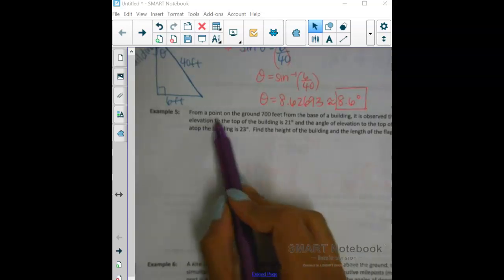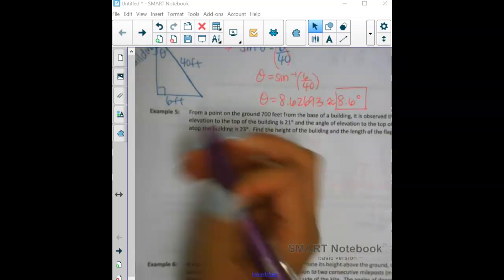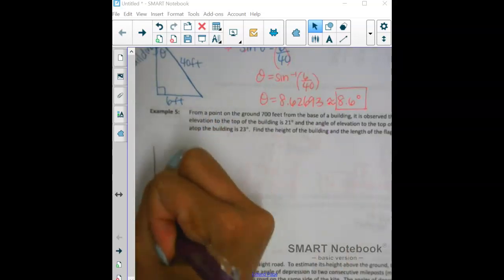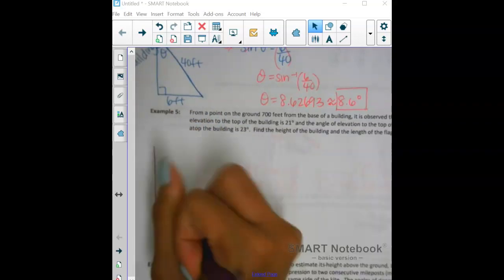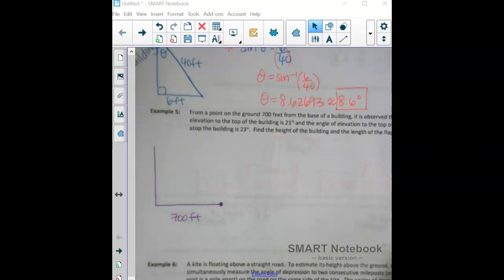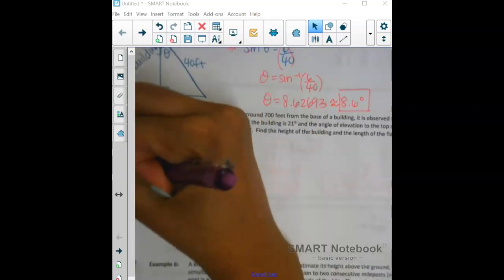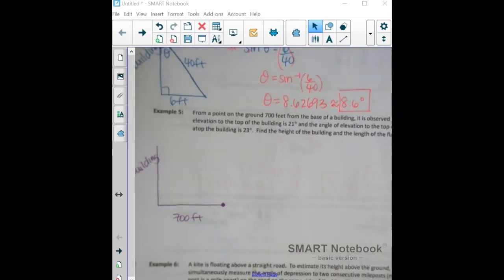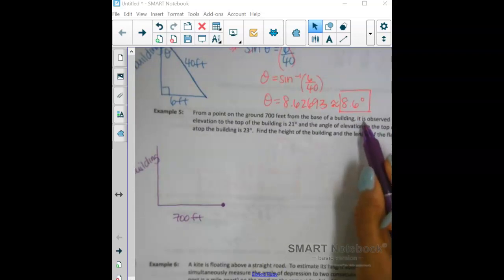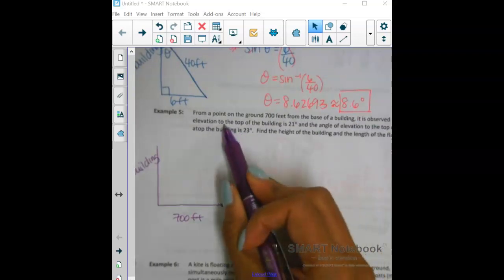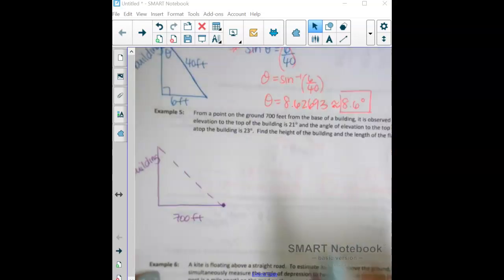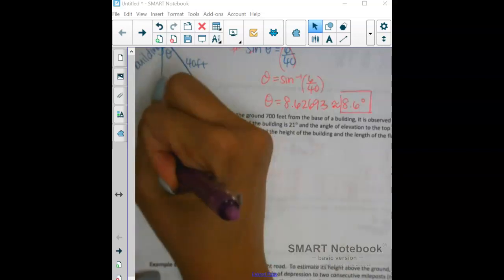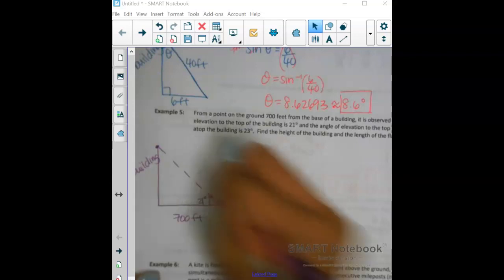So this says, from a point on the ground 700 feet from the base of a building. Here's your building. Here's that length to some random point. I don't know what that point is, but there it is. This distance is 700 feet, and this vertical purple line is your building. It is observed that the angle of elevation to the top of the building is 21 degrees. So this angle of elevation, because elevation goes up, right? Angle of elevation, looking to the top of this building, that's the top point, is going to be 21 degrees.